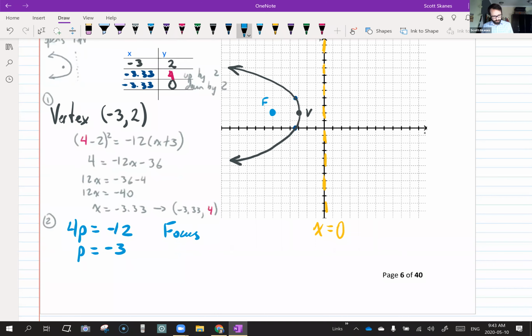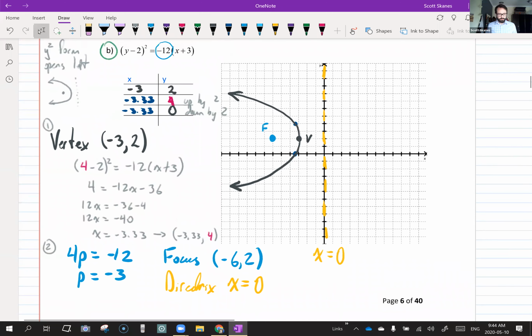And we're good. Let me fill in what I have here. Focus must be, let's see, the vertex is at negative 3, 2, so negative 6, 2. Again, same y value, but moved over by 3. Directrix, x equals 0.